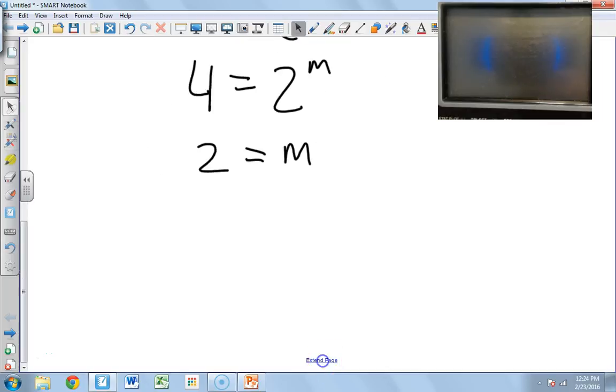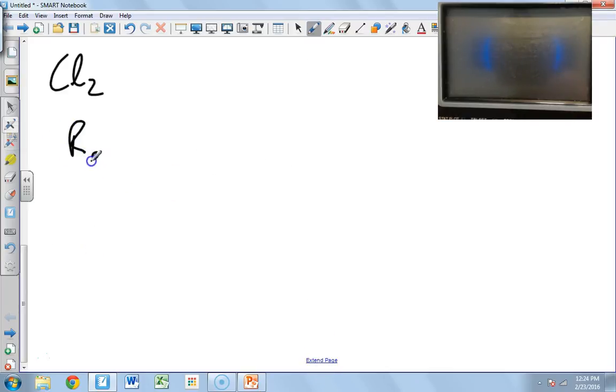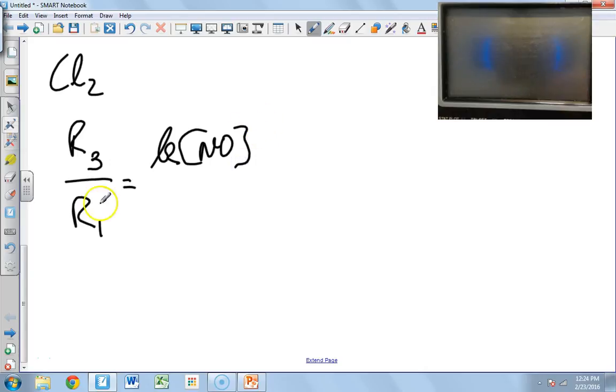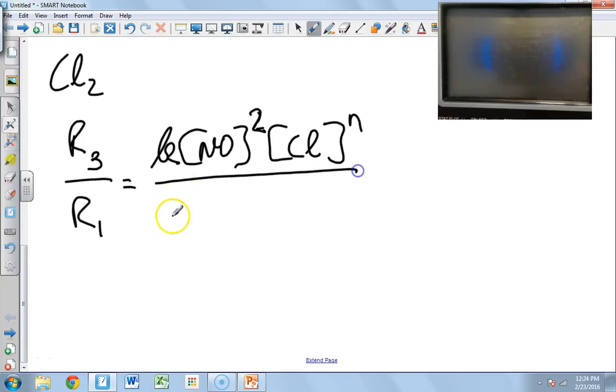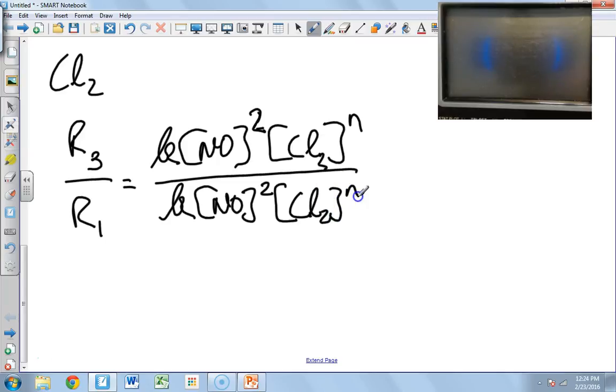Okay, and so now we plug that in. So to find the order for Cl2, again, I'm going to write it out completely. We're going to do R3 compared to R1. And that's going to equal K times the concentration of NO, but now we have the power, we have the order. So that's 2, times Cl2 raised to the N. Now that's the one we're trying to solve for. And again, the rate law for R1, I guess, is Cl2 raised to the N.